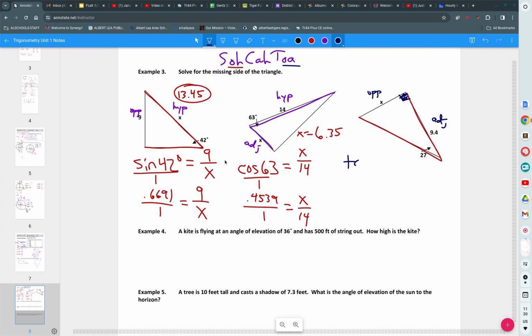So I set the tangent of 27 degrees equal to what over what? 9.4. Is it 9.4 over x or is it x over 9.4? X over 9.4. Again, it's opposite over adjacent, so it's x over 9.4.